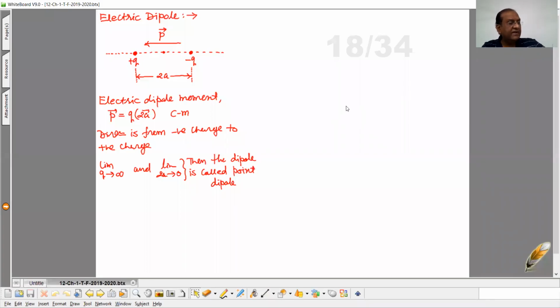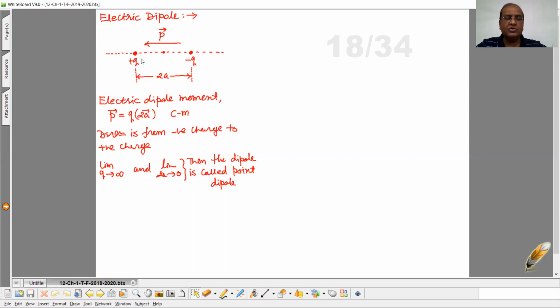Now the next topic is electric flux, but we will discuss electric flux later on. First we will discuss the topic next to it, that is electric dipole. Now what is an electric dipole? An electric dipole is a system of two equal but opposite charges separated by some finite distance.